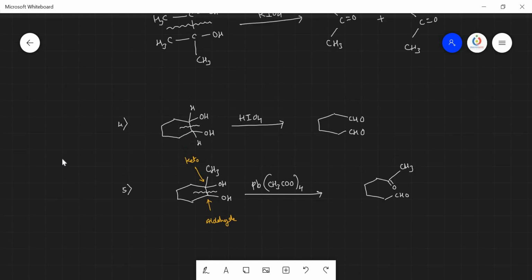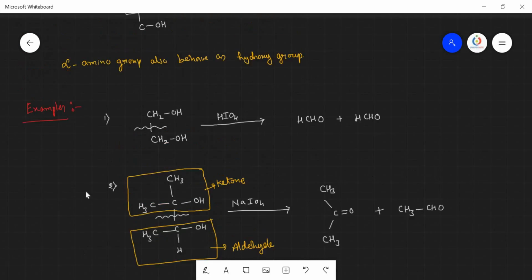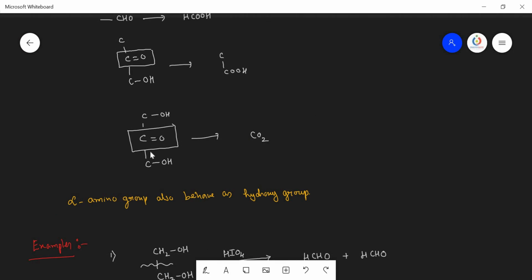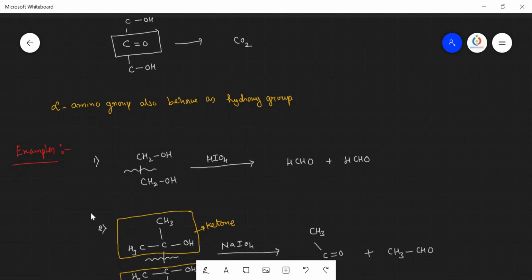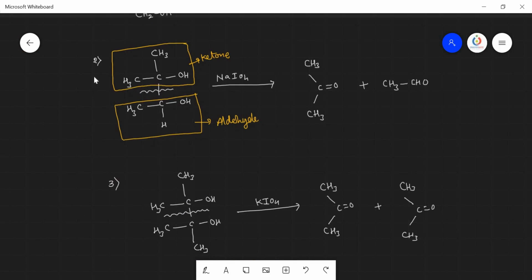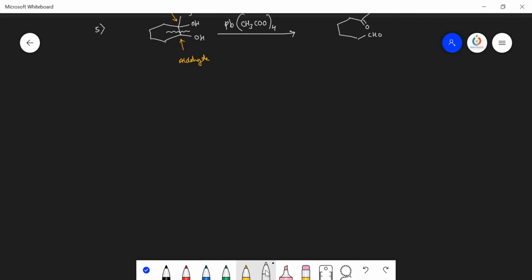So this is about only 1,2-diols. We have taken only 1,2-diol examples. Now let us take these examples also: what about when a keto group is there, how it will break, and what about the amino groups, everything. So let us take these examples also. In these examples now, the first example of the aldehyde and ketone category is alpha-hydroxy carbonyl compounds.